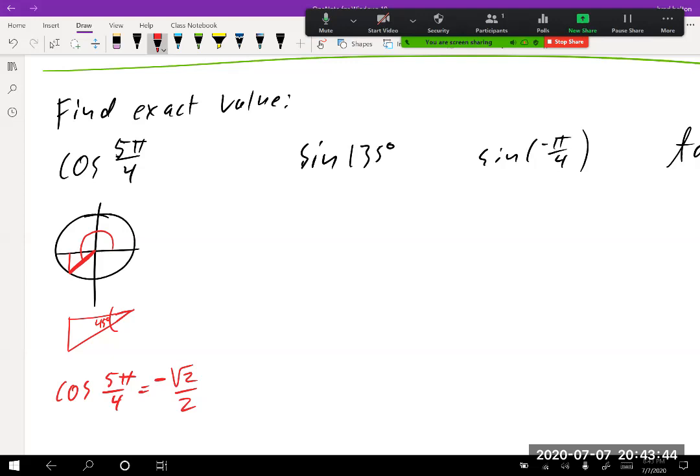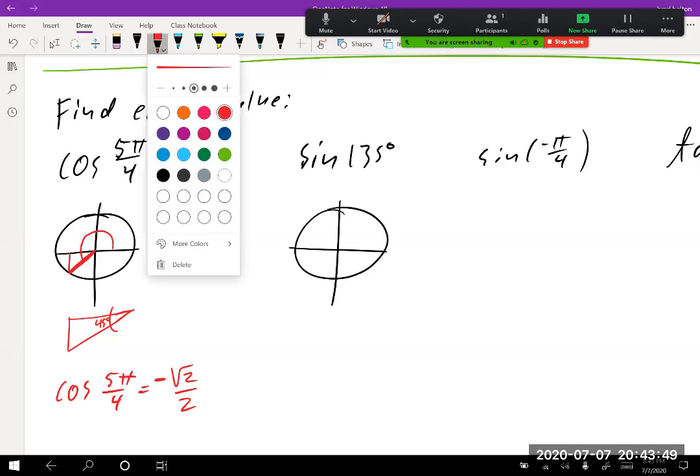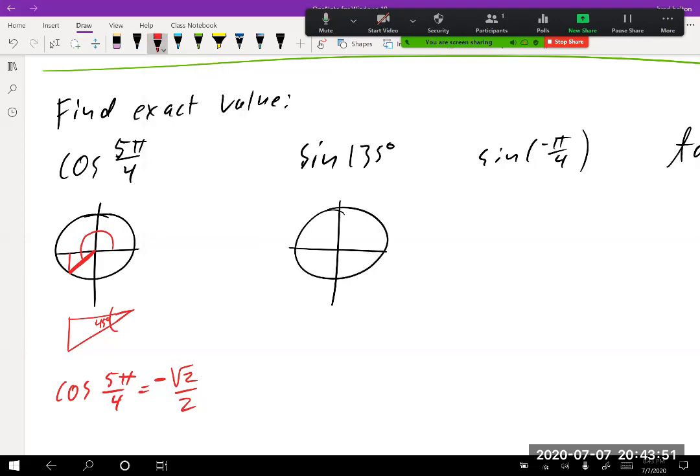The sine, just once again, I'm going to draw my little quick unit circle. And then sine of 135 degrees, well, there's 90, there's 135, so it's right there. But now when I draw my triangle, I have a 45-degree angle again. So now I have this guy.